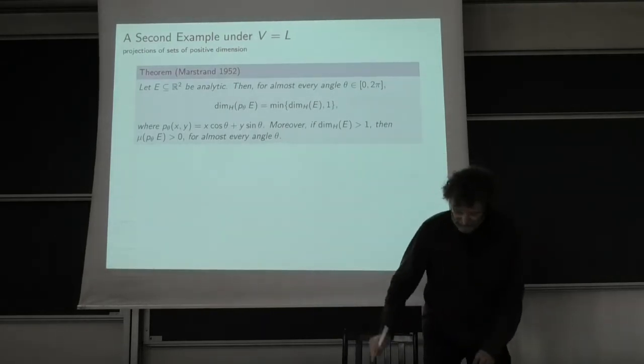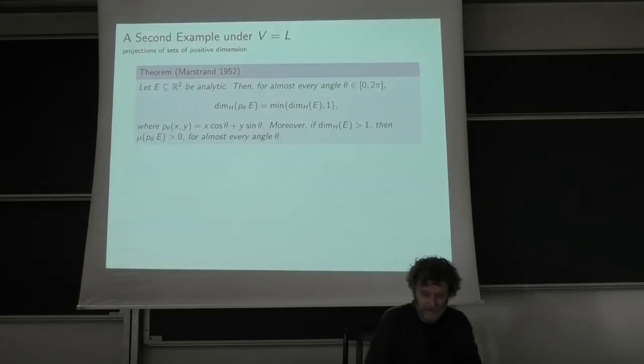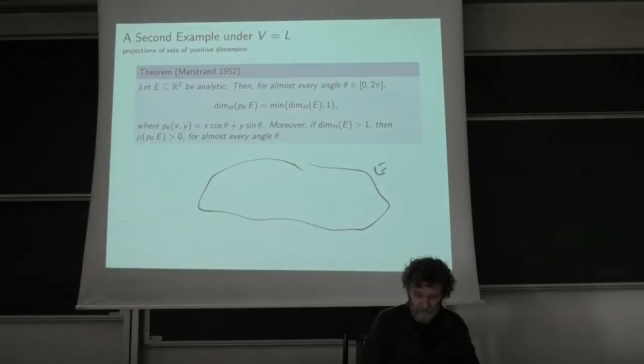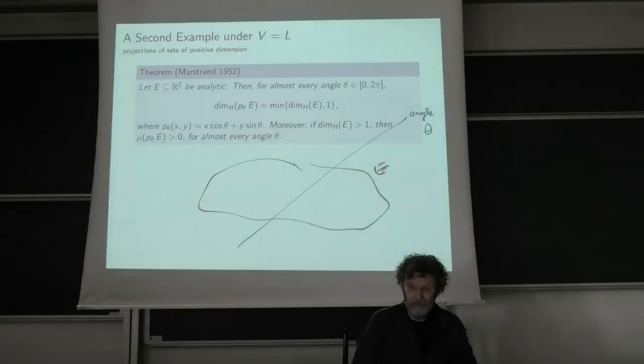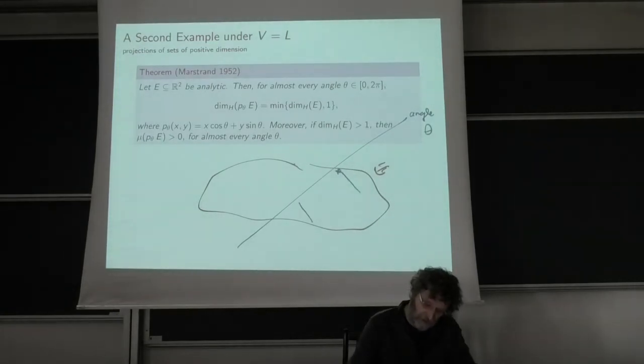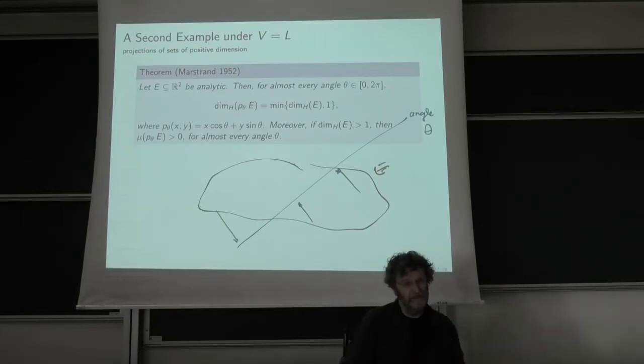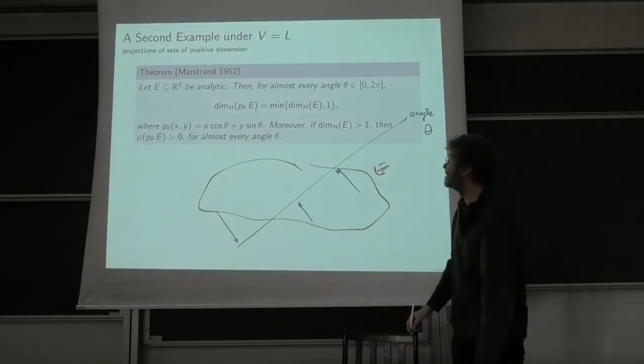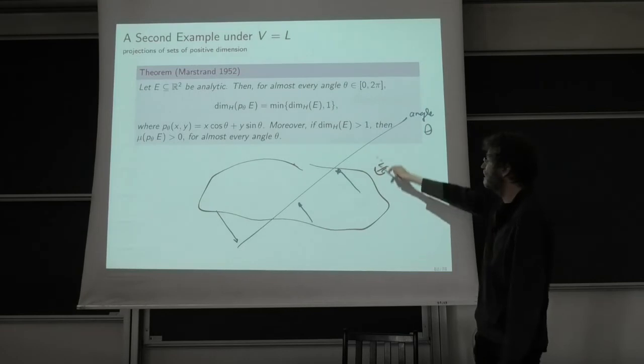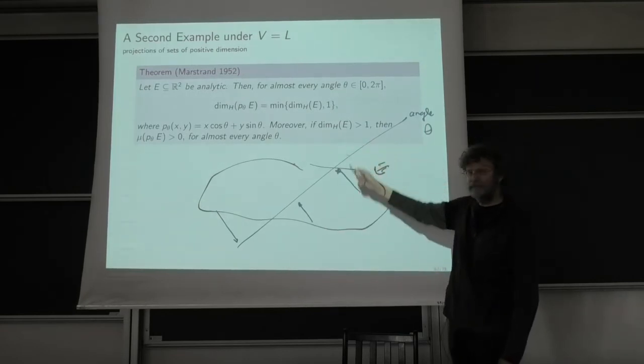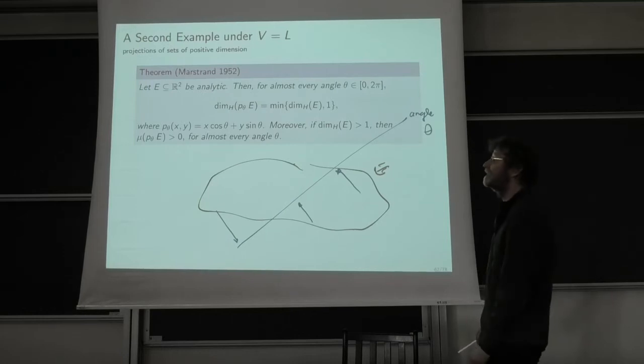Okay, so you have some set here. Here's the set, a subset of the plane, so there's E. And here's the line. This is the line with angle theta. Now take the projection. Take the shadow, right? Look at the projection of that two-dimensional set onto the line. Marstrand's theorem says if the dimension of E is greater than 1, then the measure of the projection is positive.